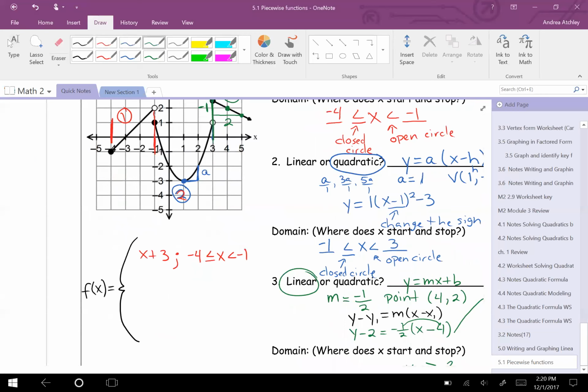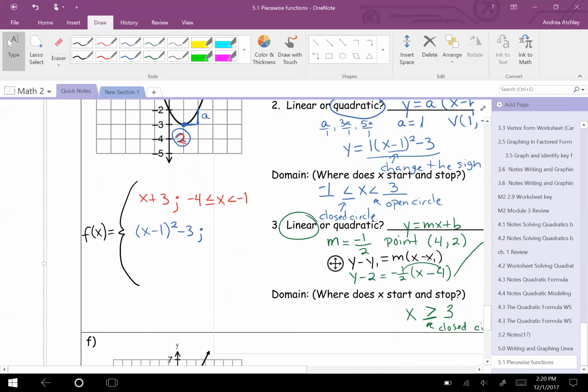Then you do the next one, which was our quadratic. So we just take this part of it. We don't need the 1 in front of it, just like we didn't need the 1 in front of the slope here. So it's just x minus 1 squared minus 3 with our semicolon. And then our domain, negative 1 is less than or equal to x is less than 3.